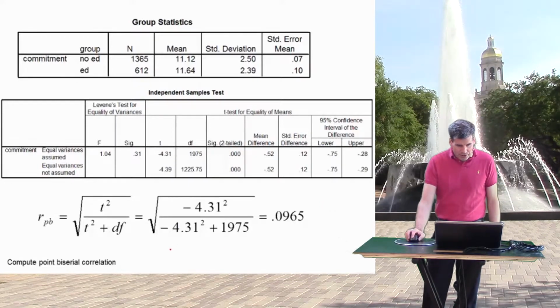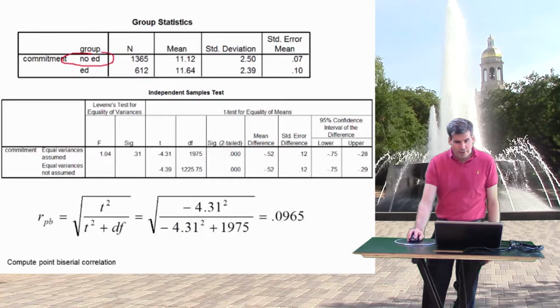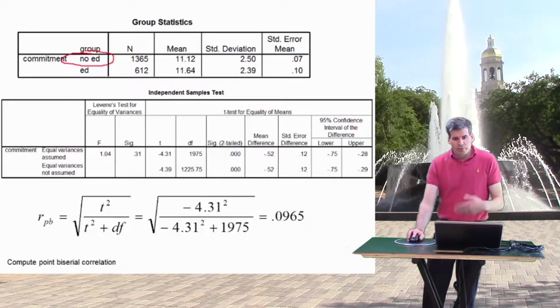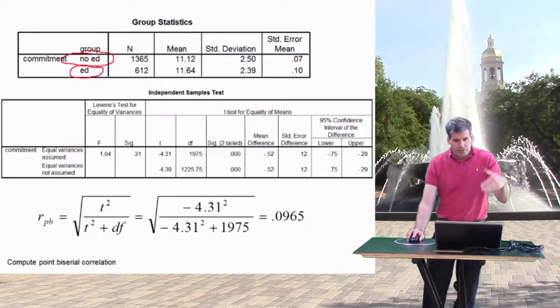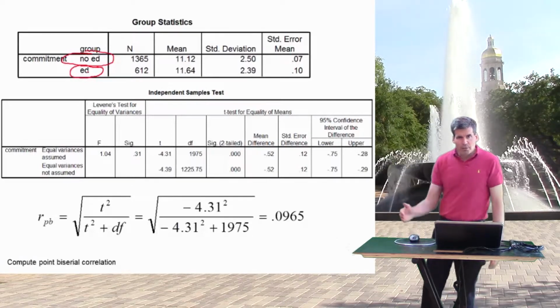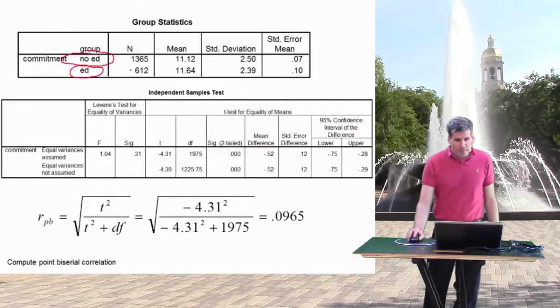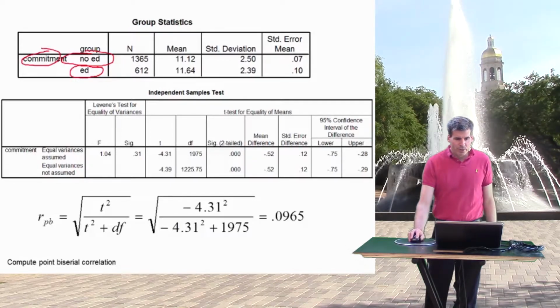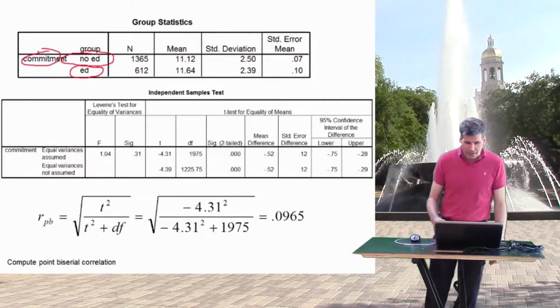It's still a correlation, still the correlation formula, and we're simply taking the correlation between group membership. For example, if everyone in the no education group gets a score of 1, and everyone in the education group gets a score of 0, we've got your groups, either 1 or 0 for group membership. And then we just run a correlation between that group membership variable and the outcome, which is the commitment or relationship satisfaction variable. So what's the correlation between group membership and commitment or satisfaction?